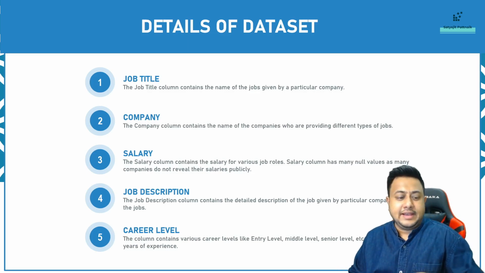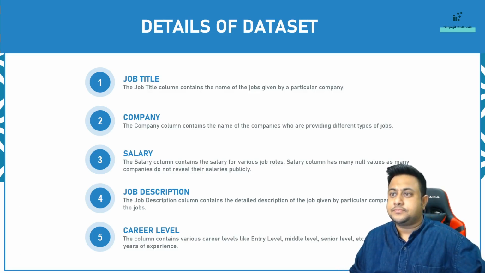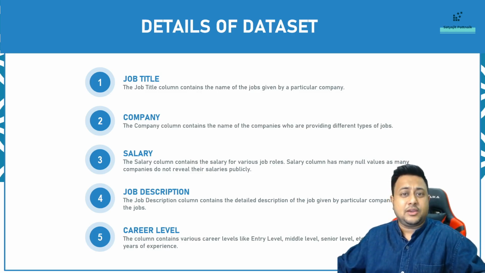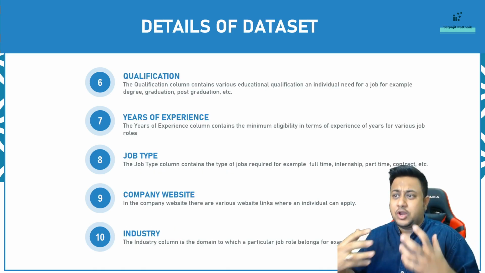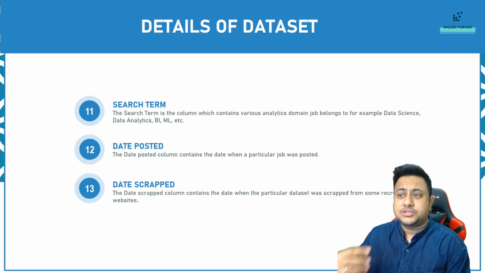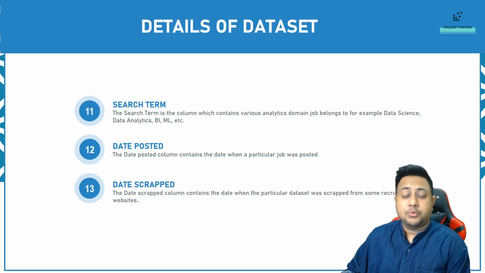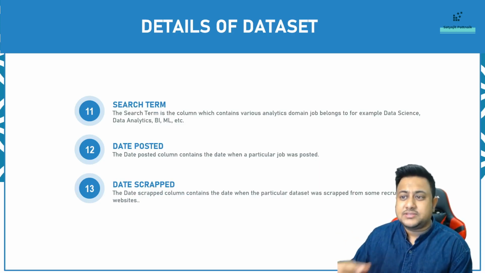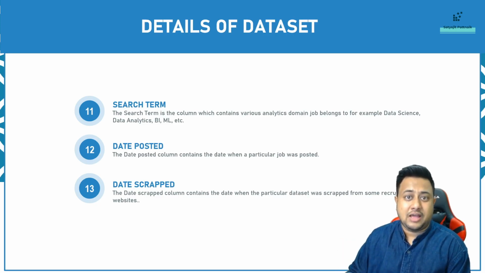Going back to the details of the data set, we have job title, company, salary, job description, career level. Apart from that, we have qualification, years of experience, job type, company website, industry, search term, date posted, and date scraped. These are the 13 different columns that we have.